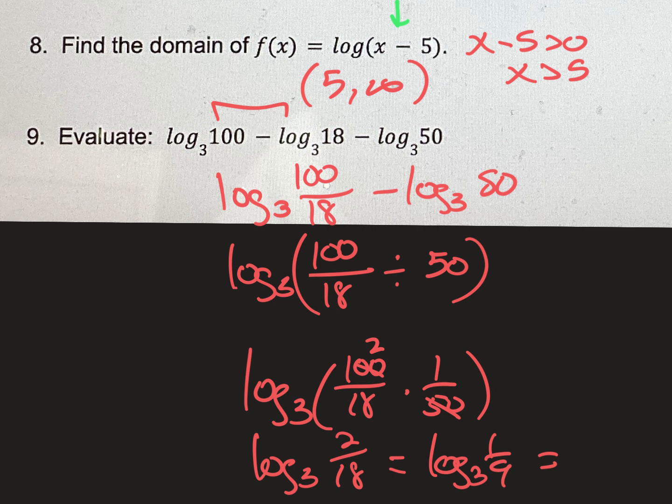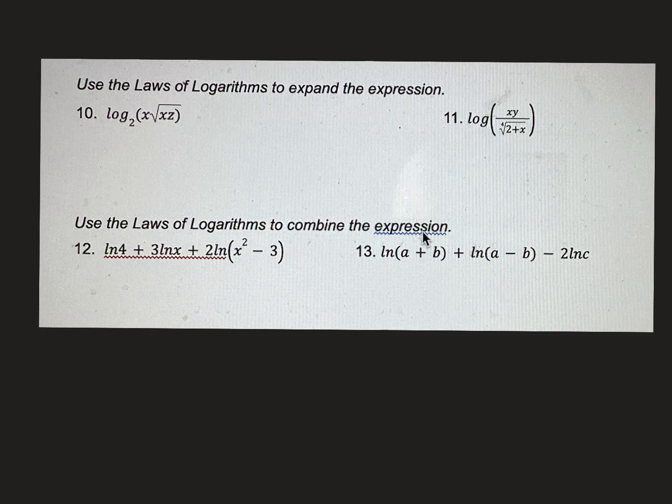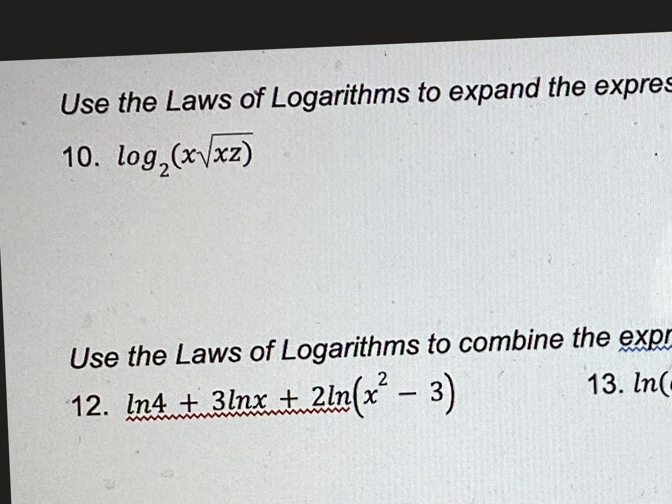3 squared is 9, and because it's a fraction, it's been flipped, the answer is going to be negative 2. So be careful there. Pretty good problem, and that's a long version of how to do that, but it does get you all the way through. Number 10, use the laws of logs.